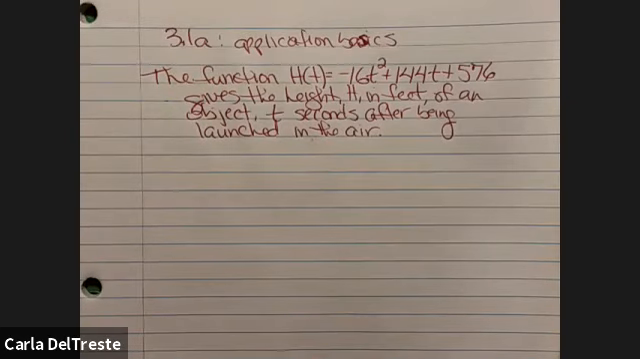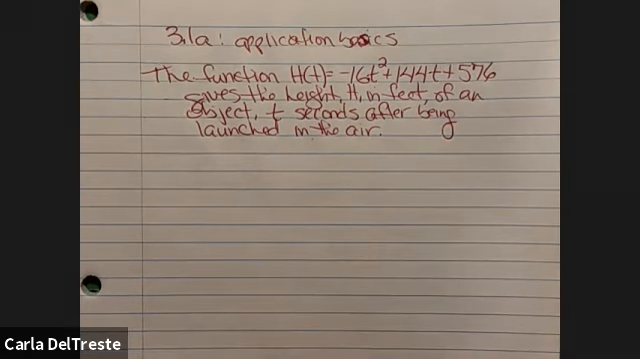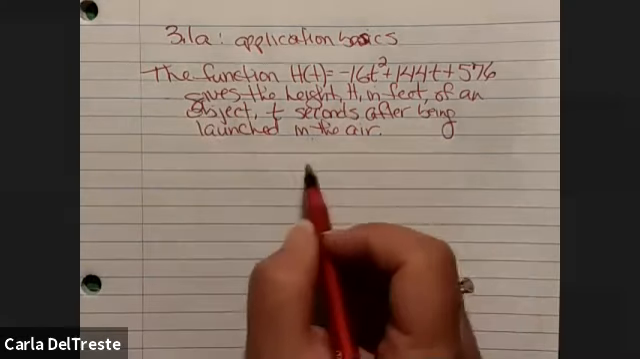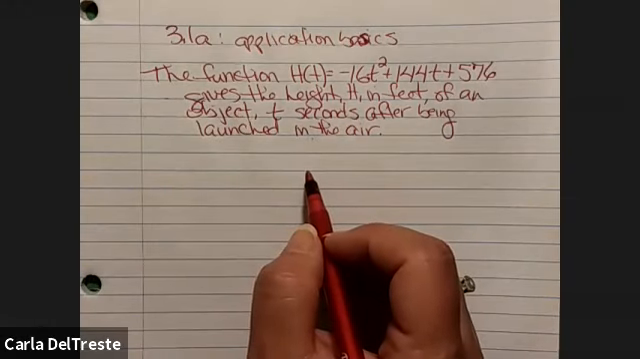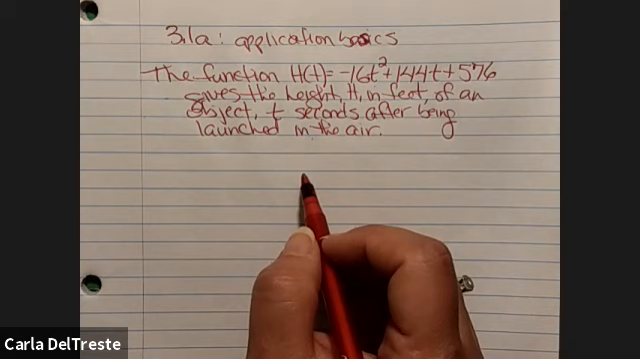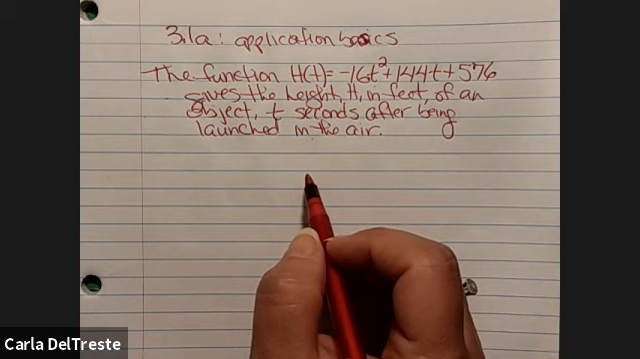Hello again. This is the second video to go along with 3.1a on some application basics. And in the interest of time, I started out writing the first problem. It says the function h of t equals negative 16t squared plus 144t plus 576 gives the height, h in feet, of an object t seconds after being launched in the air.